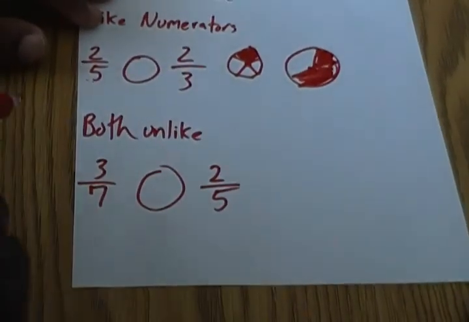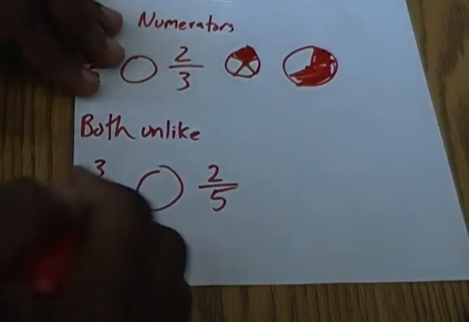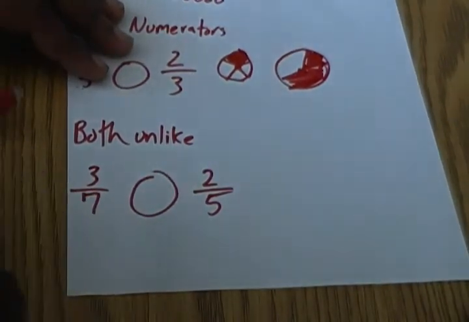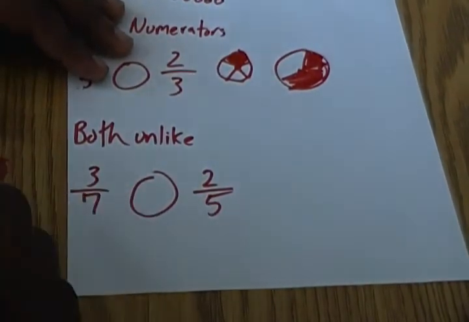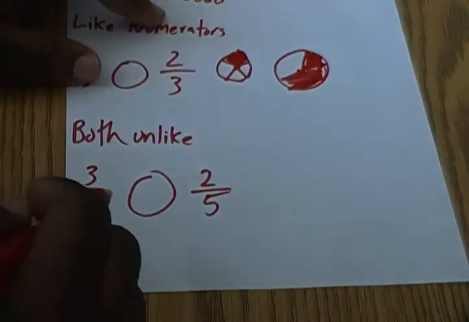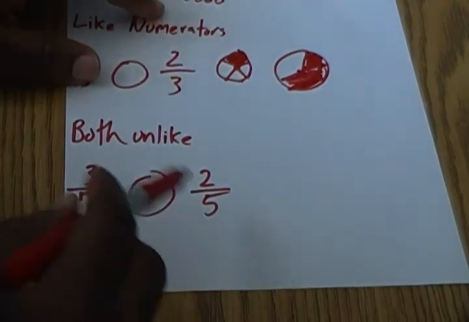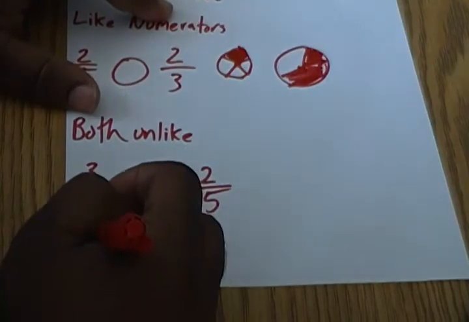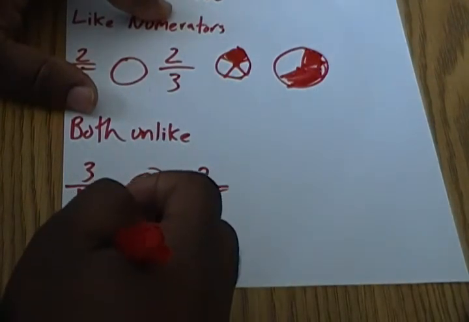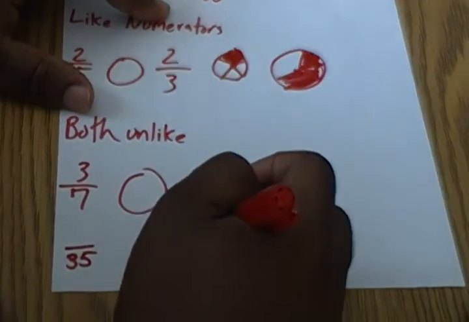Now the last one is having both unlike. Now what math expressions is suggesting right now is to multiply the denominators. So in this case, 7 times 5 gives us 35. So we're going to write 35 as our new denominator for both fractions.